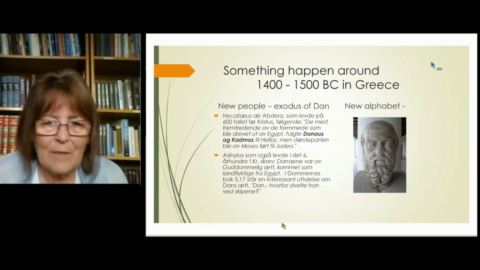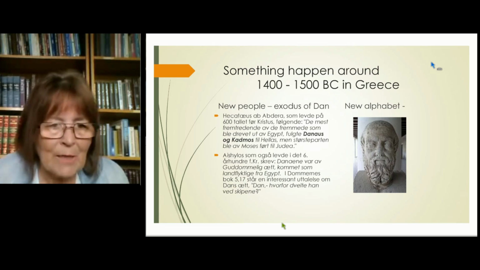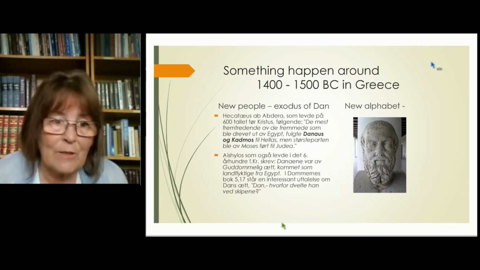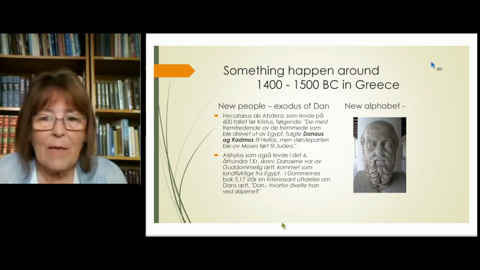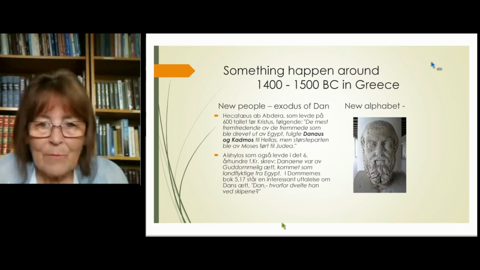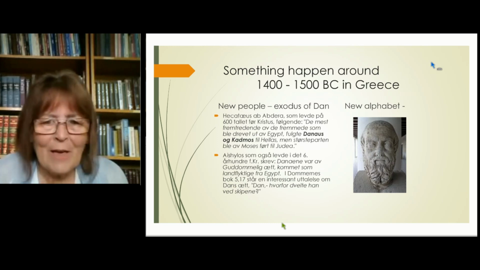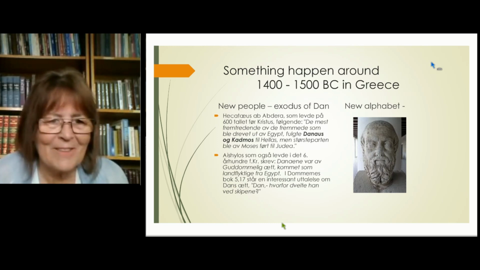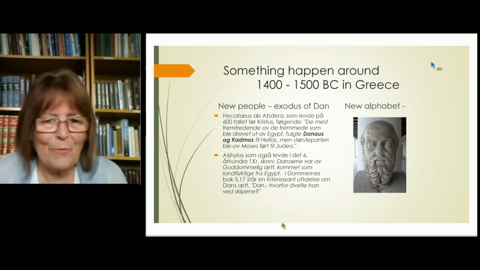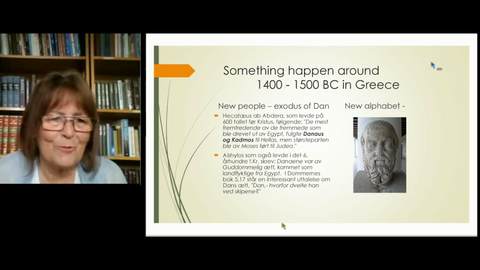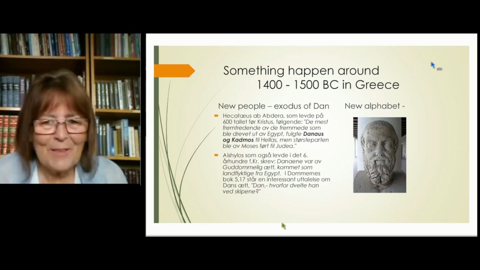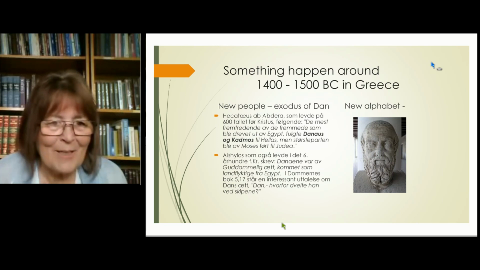He lived 600 years before Christ, and he said that the strangers were driven out of Egypt, because the Hyksos leaders were driven out the first time. The most honorable of them followed Danaus and Cadmus to Hellas, to Greece. But most of them were taken by Moses to Judea. So they knew about the Exodus. But they also knew that some of them went away, like Danaus and Cadmus.